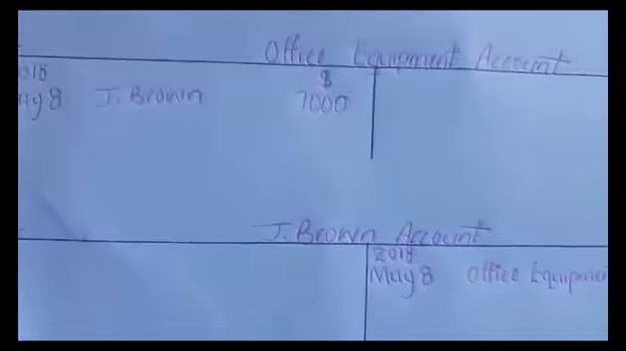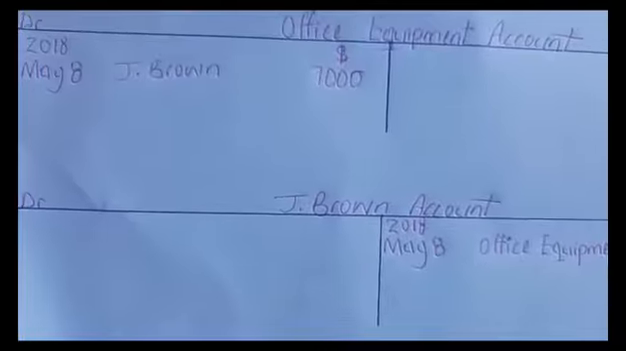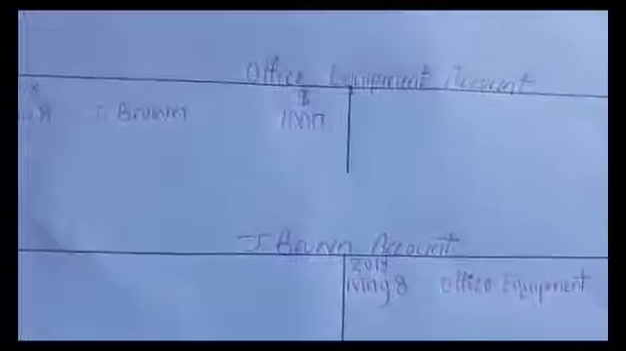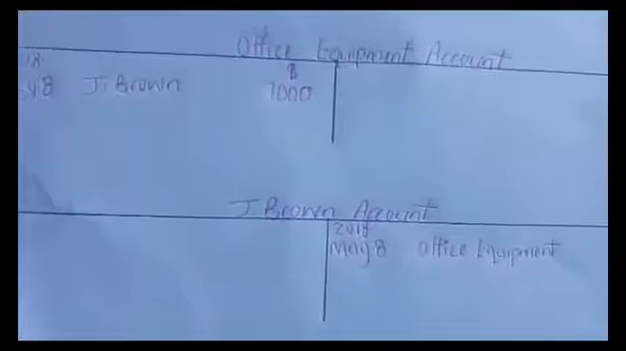And remember now, the rule for double entry says that in every transaction, one account must be debited and the other must be credited. So we can't have the two of them being on the debit side, and we can't have the two of them being recorded on the credit side.